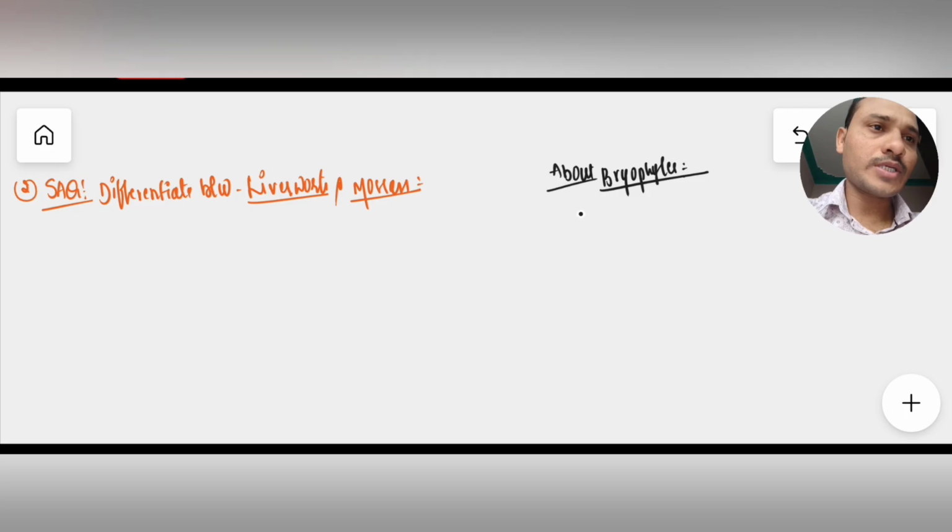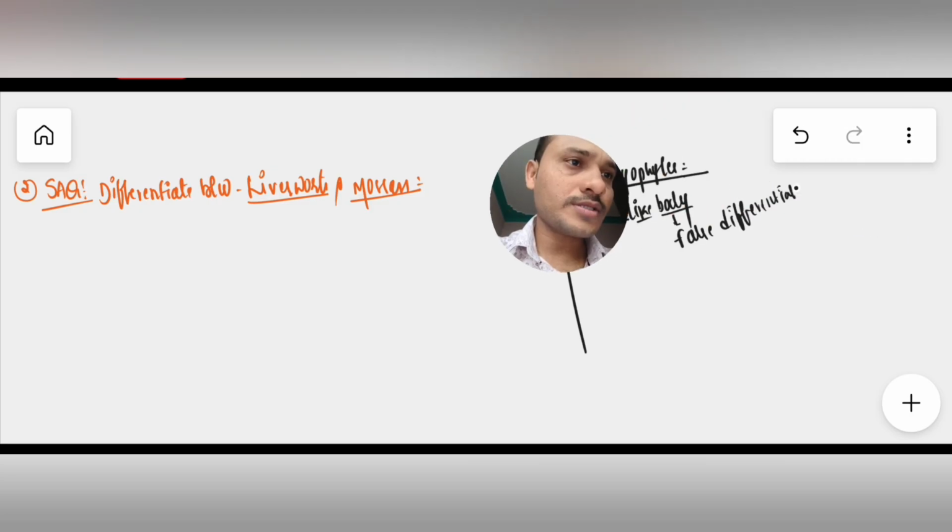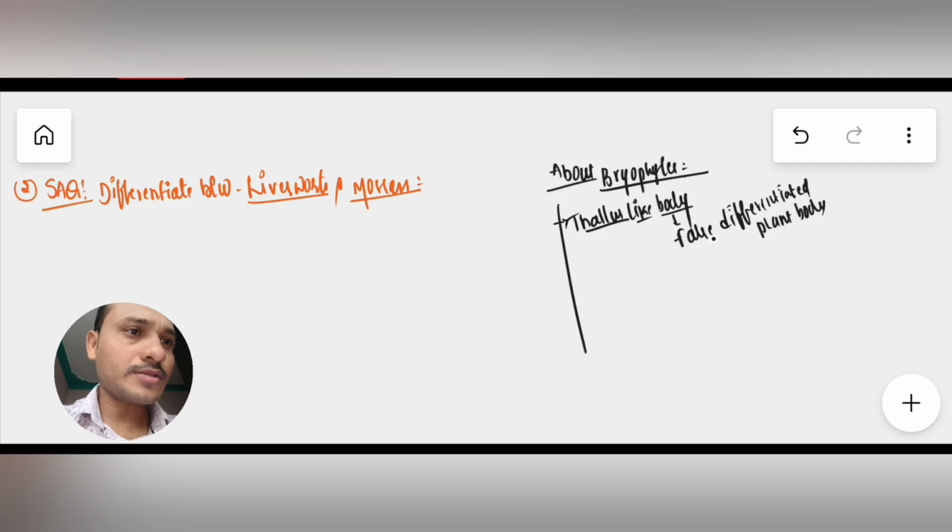Bryophytes have a thallus body, but algae have a thalloid body. Bryophyta body is a thallus-like body. The plant body is a falsely differentiated plant body. Remember, thallus-like body means falsely differentiated plant body. It means their plant body is differentiated as root-like, but not true root, stem-like only, but not true stem, and leaf-like, but not true leaf. So this type of body is known as a thallus body.